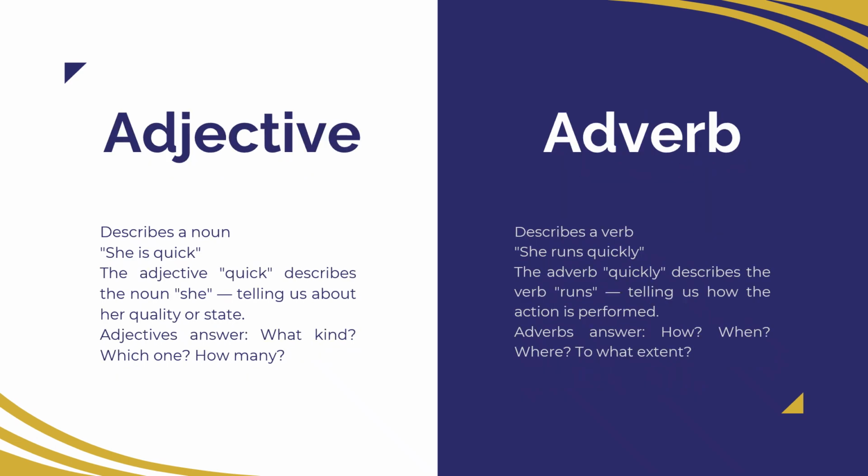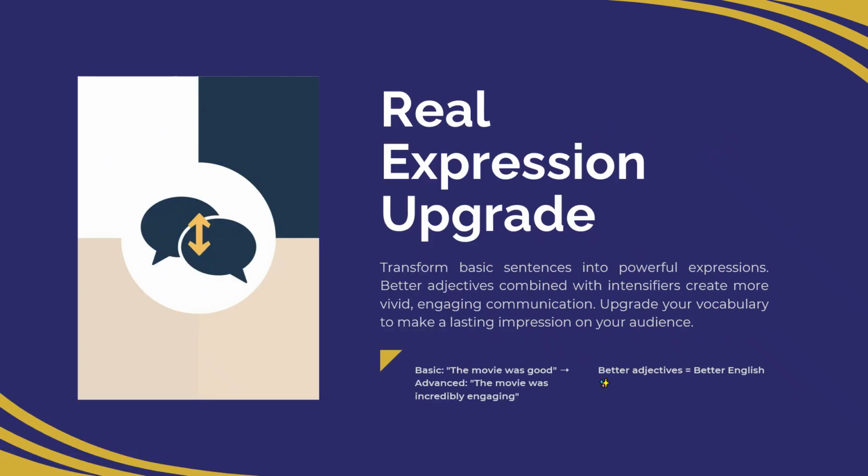Adjectives versus adverbs. Now a common confusion. Adjective describes noun, adverb describes verb. Example, she's quick, adjective. She runs quickly, adverb. This difference is small but very important.